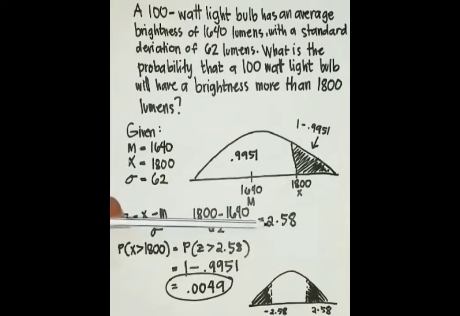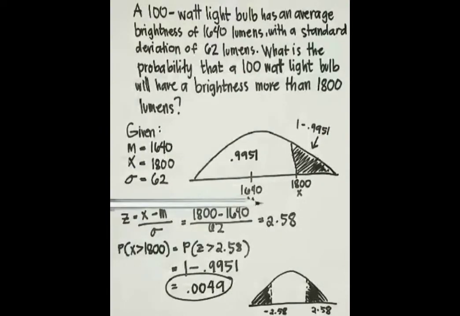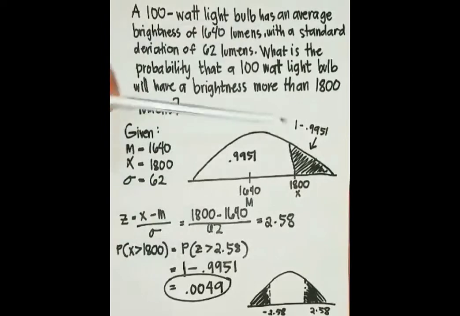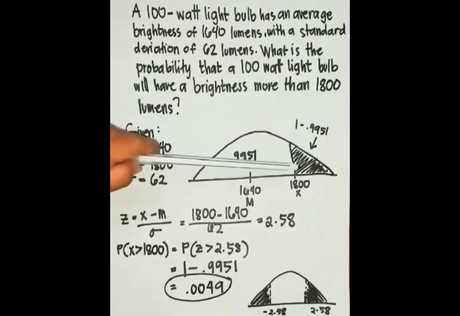So we will find 2.58 in the z-table. The value of 2.58 in that table is 0.9951. The area underneath the entire curve is 1. So if we subtract 1 minus 0.9951, it will give us the result of this area.